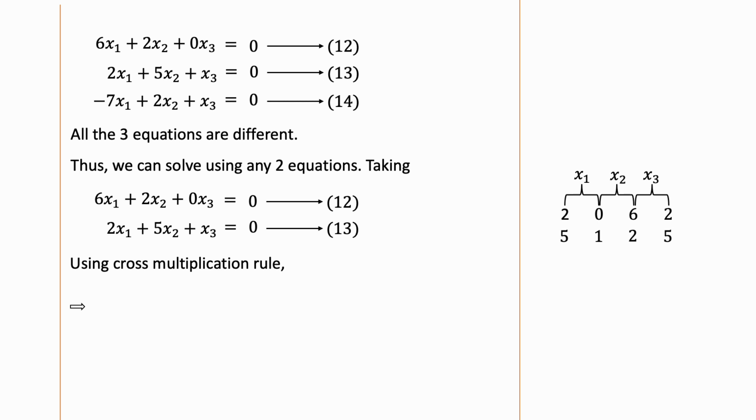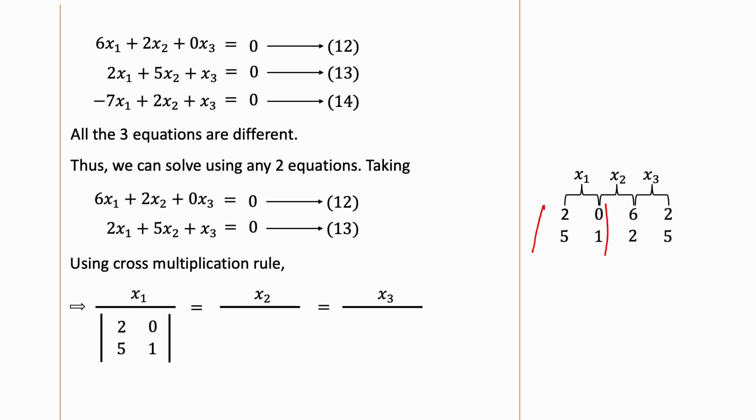Now let me go for the solution. Write the ratios x1 by, x2 by, x3 by. Below x1 write determinant of. Now simply draw the two lines. The elements are 2, 5 and 0, 1. Now go for the second one, x2, determinant of, below x2 draw two lines. The elements are 0, 1 and 6, 2. Now go to the third one, x3, determinant of, below x3 draw two lines here. The elements are 6, 2 and 2, 5. So I have found all the three determinants below x1, x2 and x3.